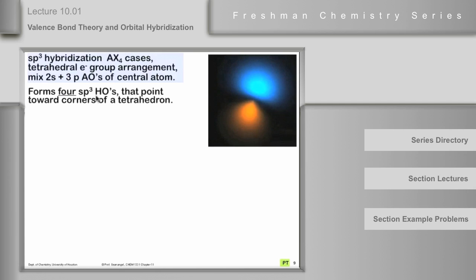Yes? The printed notes, in that blue box at the top, say 2s plus three 2p. Are these printed notes right, or is that right? It doesn't matter. They're both right. We're mixing one s and three p's. They could be 2p's or 3p's or 4p's. It doesn't matter as long as there are three p atomic orbitals. I actually changed that this morning because I didn't want you to think it had to be 2p. And that provoked a good question, so thank you.